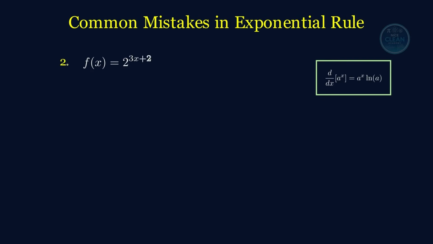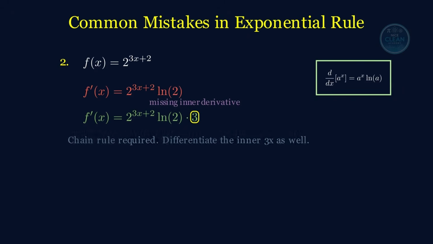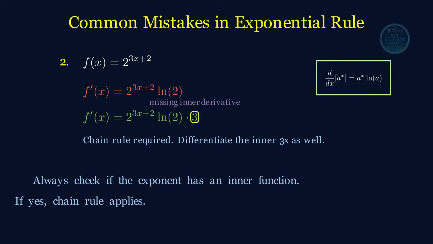Mistake number 2. Forgetting the chain rule when the exponent isn't just x. Take f of x equals 2 to the power of 3x plus 2. A lot of students correctly multiply by the natural logarithm of 2, but stop there. They forget to multiply by the derivative of the inside, which is 3. So here's the takeaway. When you see a variable in the exponent, don't use the power rule. Always use the exponential rule, and if the exponent is more than just x, don't forget the chain rule. These two simple checks can help you avoid the most common exponential mistakes.